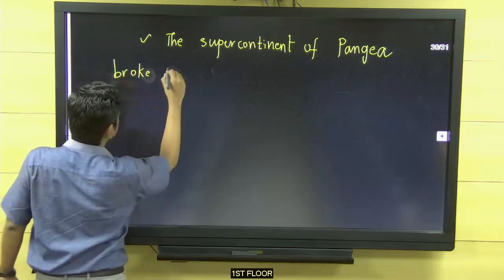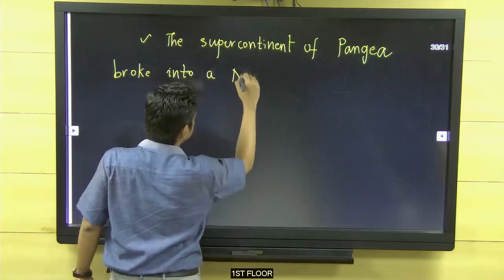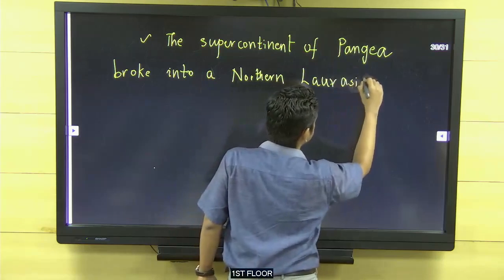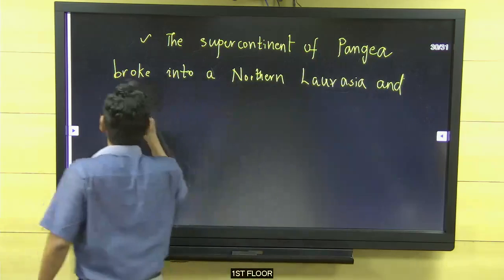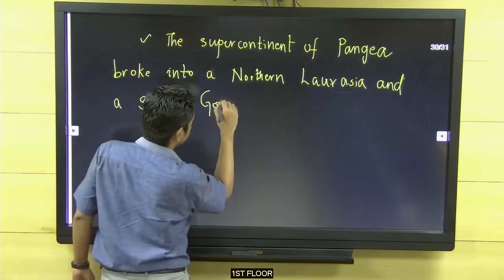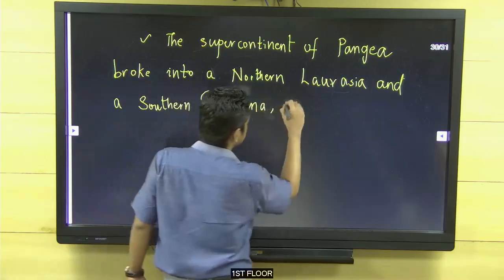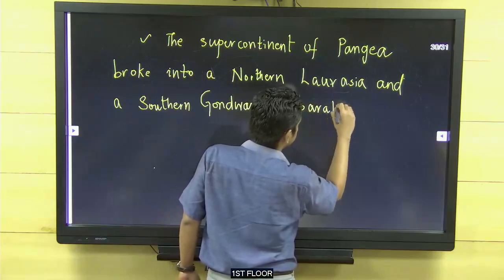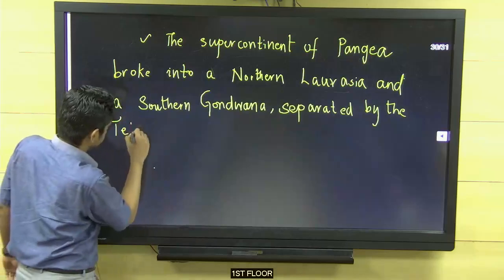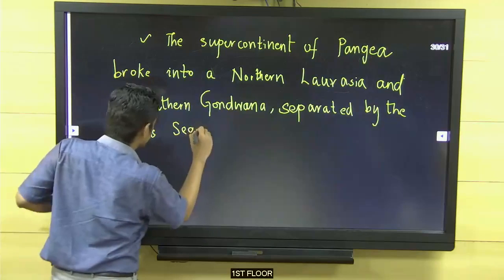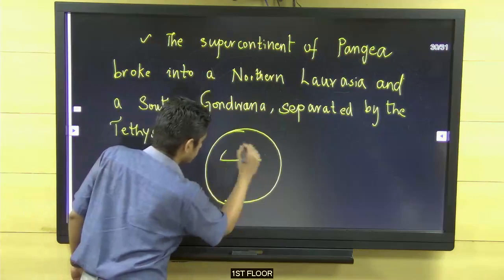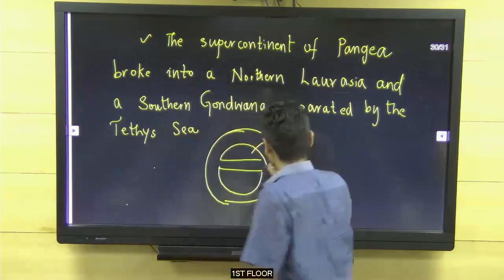Broke into a northern Laurasia and a southern Gondwana, separated by the Tethys Sea. So now the continents are going to break down into two large parts. So here one circle becomes a semicircle, two semicircles. So Laurasia and Gondwana.